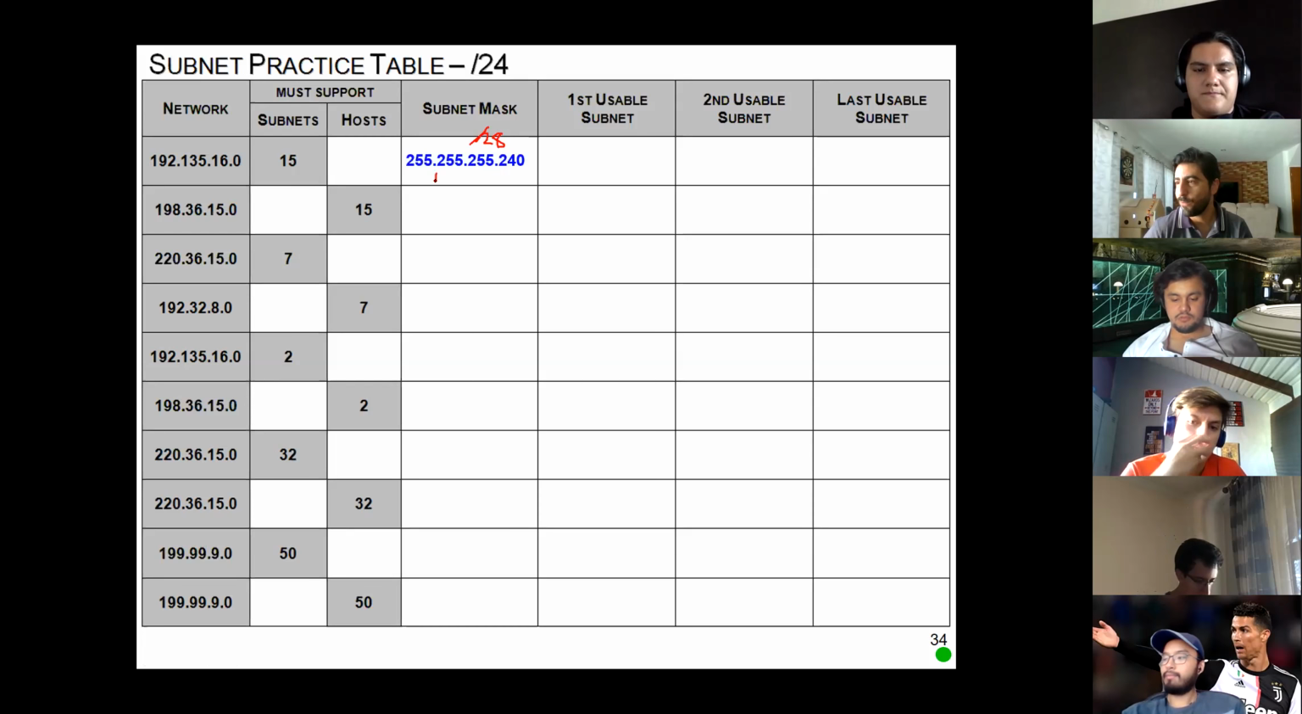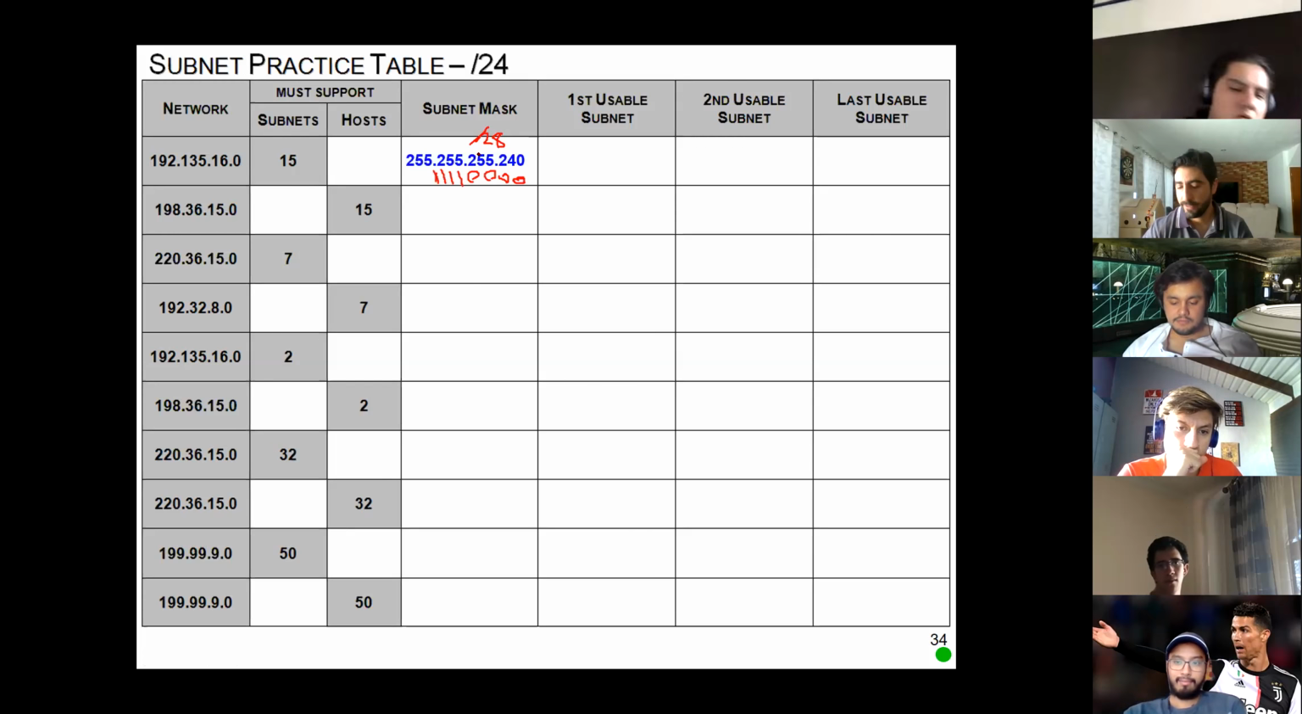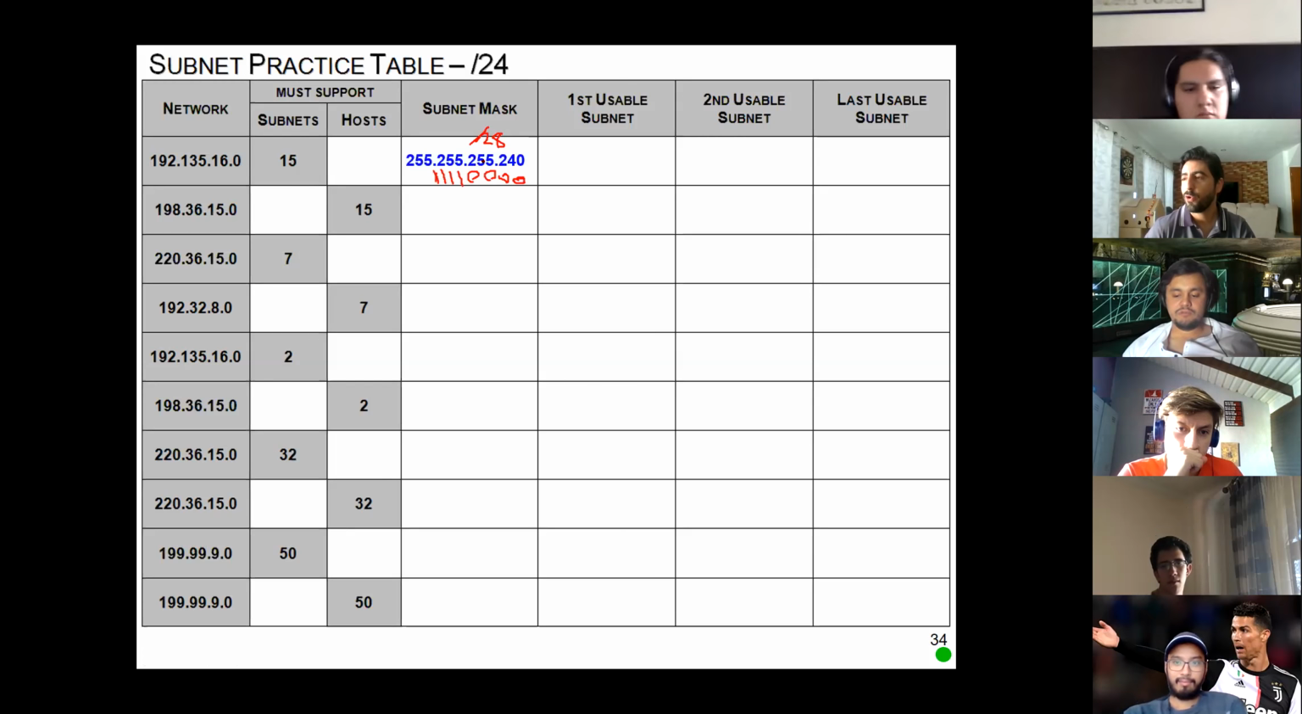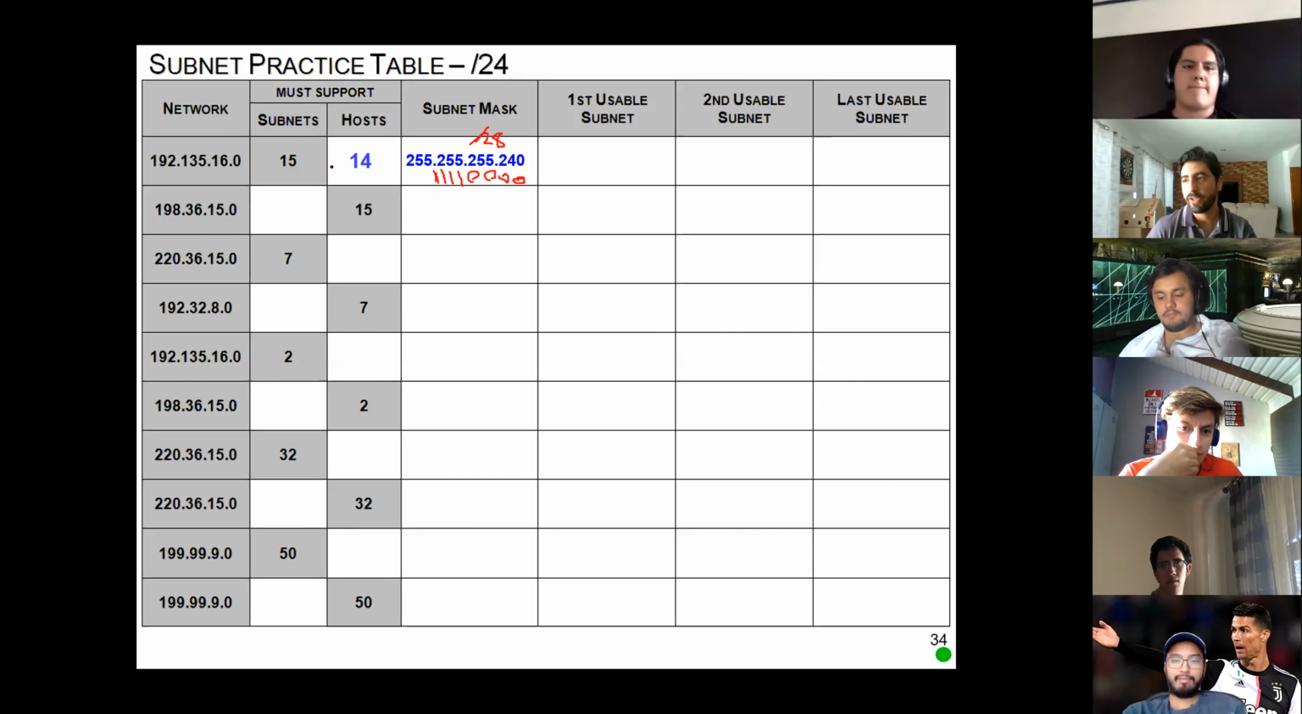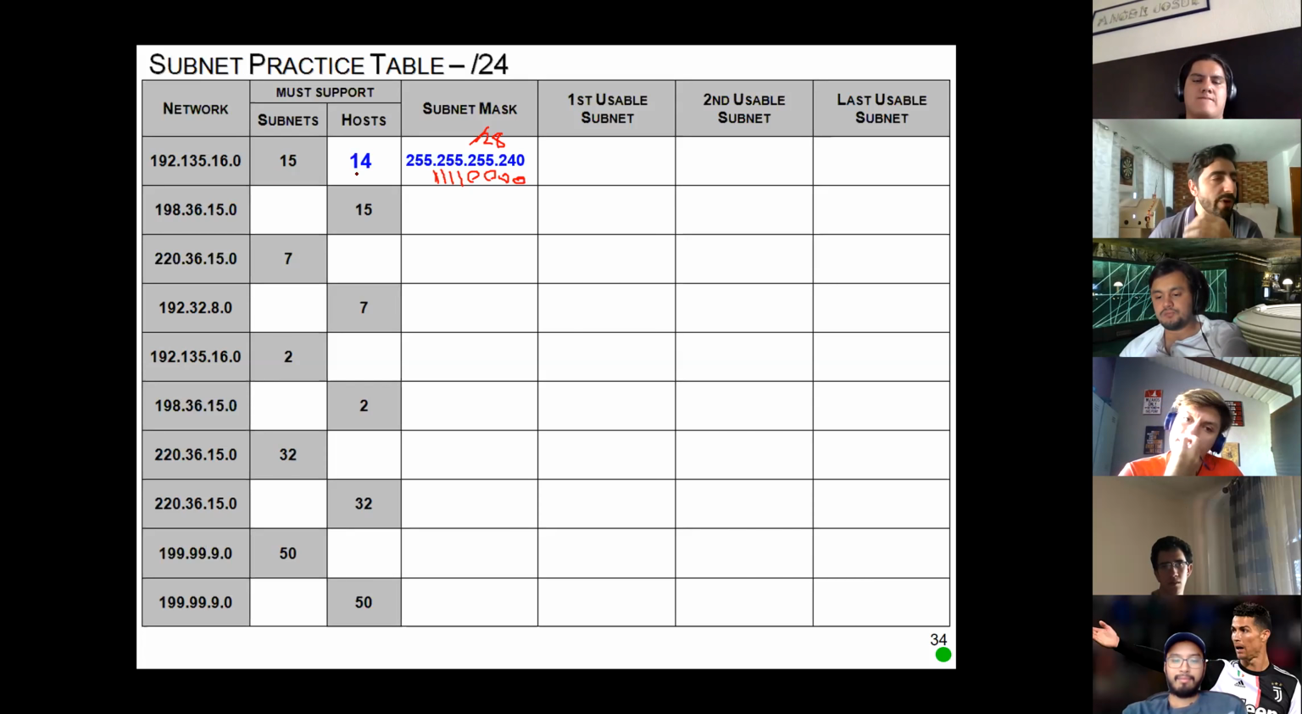So if you add 1, 1, 1, 1, 0, 0, 0, 0 and convert this to decimal, you get this number. So that's the subnet mask now. So if we have 4 bits for the subnets and 4 bits for the hosts, how many do you get in the host? 14, right? 2 to the power of 4, 16 minus 2, 14 hosts.